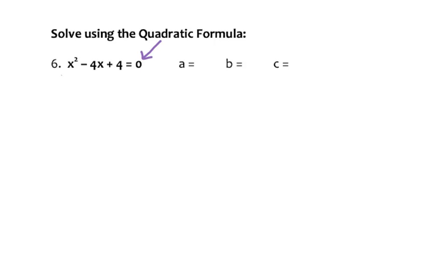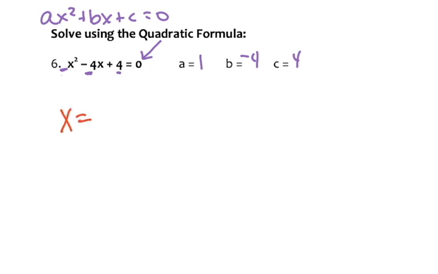The standard form is ax squared plus bx plus c equals 0. If it were equals 3, then the quadratic formula would not work the same way, so you have to make it 0. That's number 1. Number 2, you need to identify your coefficients a, b, and c. So a is 1 here, b is -4, and c is +4. Make sure you get the signs right.